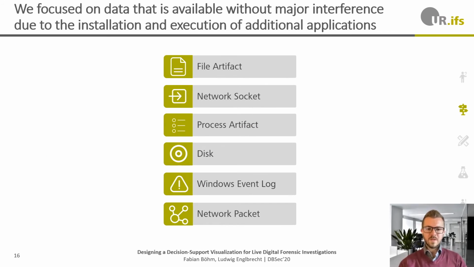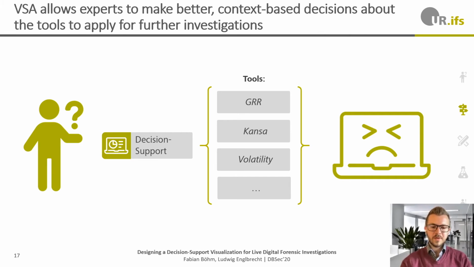We selected the following 6 categories of the AGP project as potential candidates for digital evidence that is available during a live digital forensic investigation. It is important for us that these data can be acquired without major interference due to the installation and execution of additional applications. By analyzing the previously described data, Visual Security Analytics allows experts to make better context-based decisions about the tools to apply for further investigation.